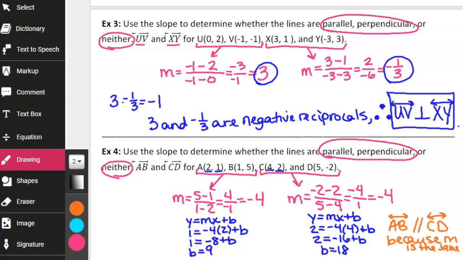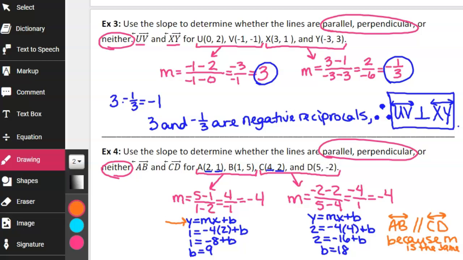So what I did, and you can do this with slope-intercept form like I did, or you can do it with point-slope form if you're more comfortable with that. But I wrote out my slope-intercept form, y equals mx plus b. I put -4 in place of m, and I picked an x and a y from my line, and I substituted them in. So you can see that I used point A in the first equation. So I have 1 equals -4 times 2 plus b, and when you solve, you get a b value of 9, so that's the y-intercept.